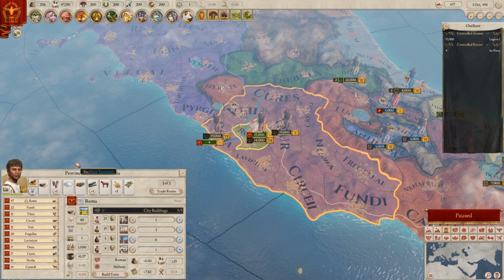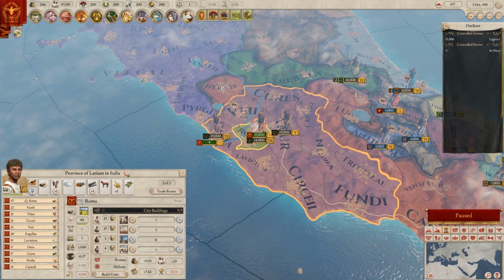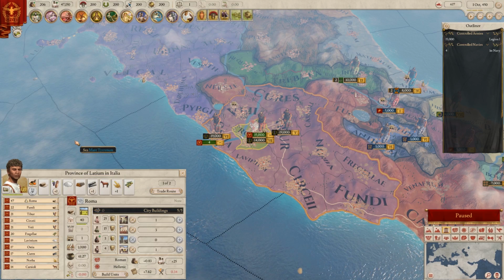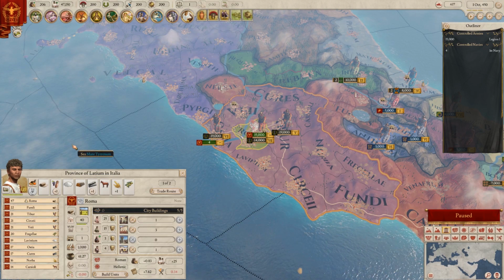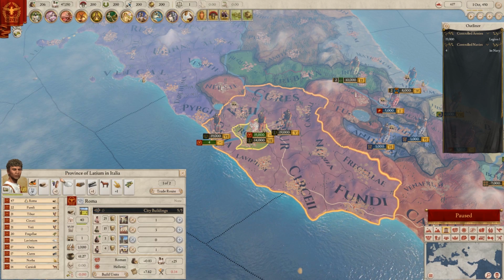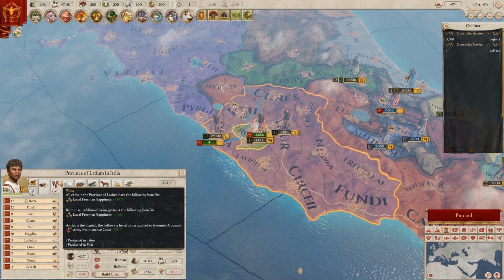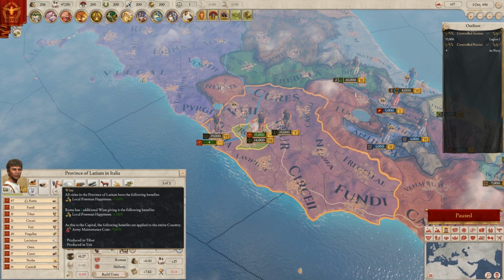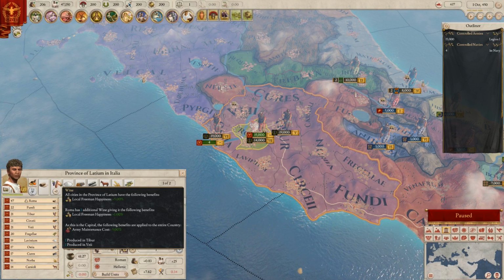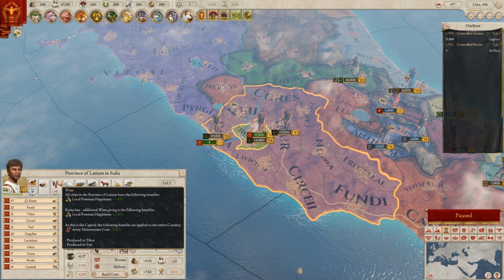And if you have multiple of the same resource, you have two options. You can either trade it away or you will get extra bonuses. For example, now if I hover over the wine one, it says that Roma has 1 additional wine, and that gives me the following benefits.